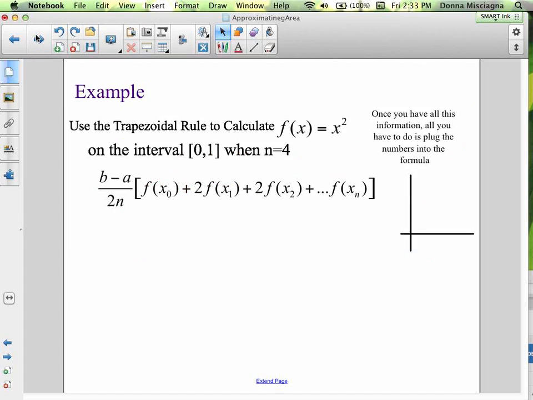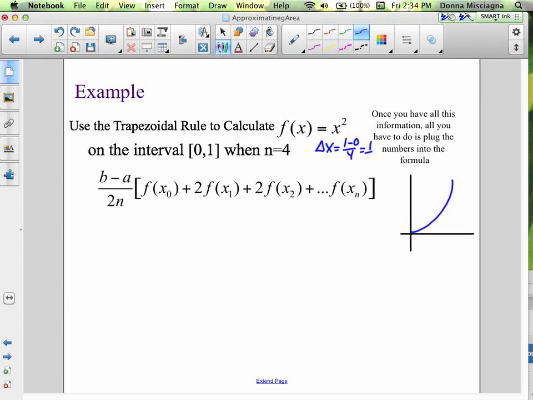All right, so here we're going to use the trapezoid rule to calculate f of x equals x squared. All right, so it's a curve, looks like that. And it's from 0 to 1 with 4 partitions. All right, so just so we know where the divisions go, 1 minus 0 divided by 4, that would be 1/4. Right? And that makes sense, because we're dividing it in fourths. We have 4 partitions, and the width is only 1 for the whole thing. So this will be 1/4 and 1/2 and 3/4 and 1.